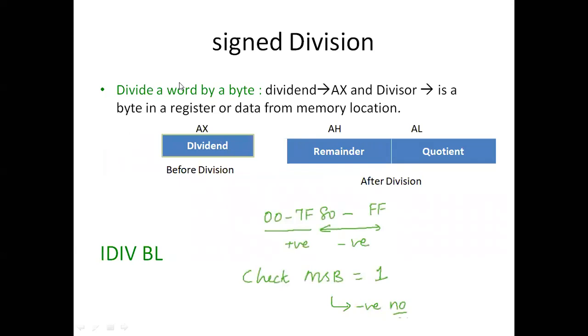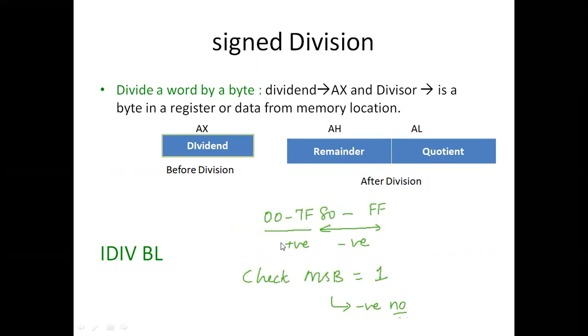In case of a 16 by 8 bit division, for signed numbers, we know the numerator, the dividend, is in AX. The divisor is a byte in a register, or you can take the data from memory locations. Before the execution, AX will have the dividend. After the execution of this signed division IDIV, we get the quotient in AL and the remainder in AH. So let us see IDIV BL.